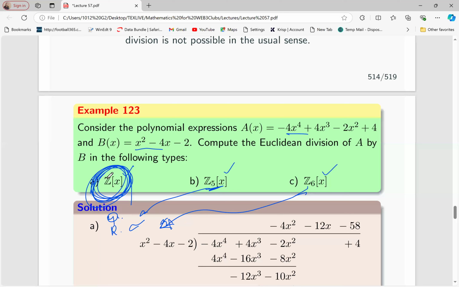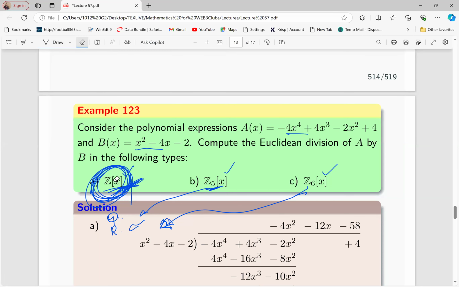So it becomes very easy. The only thing you need to do is, first of all, do it here properly. Once you are done properly, then you just reduce mod 5 and reduce mod 6, the way we've always done when dealing with modular arithmetic.